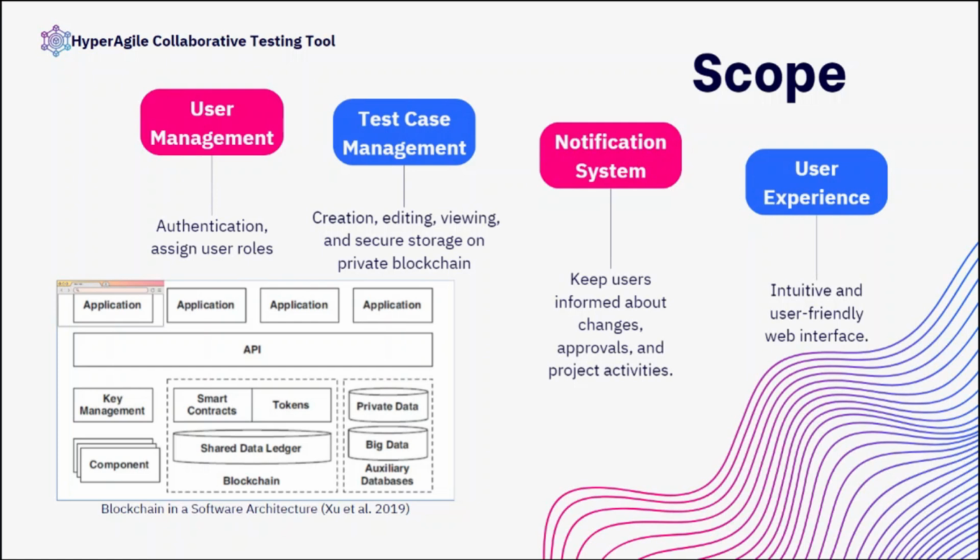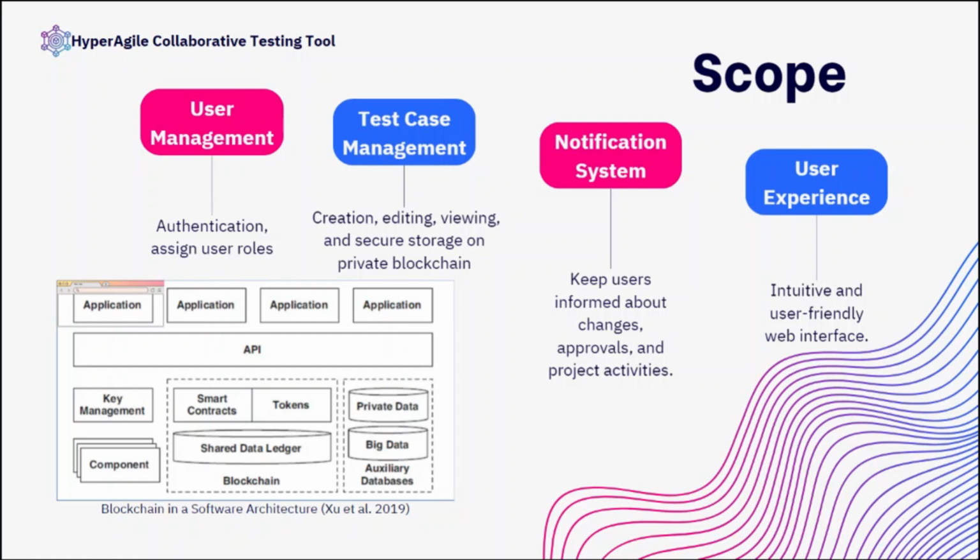The scope of this project is the first one will be user management. The application will include features for user authentication, edit user details, and assigning role to each user. Different user will be defined, including admin, tester, and project manager, each of which will have different capabilities within the system. Next, we have test case management. User will be able to create, edit, view, and manage test cases within the system. Test cases will be stored securely in the private blockchain, ensuring immutability and tamper-proof record keeping.